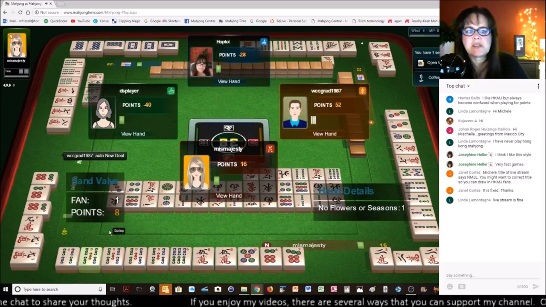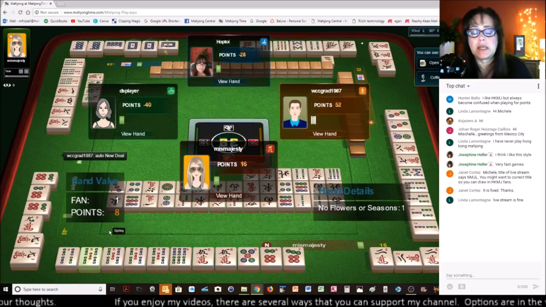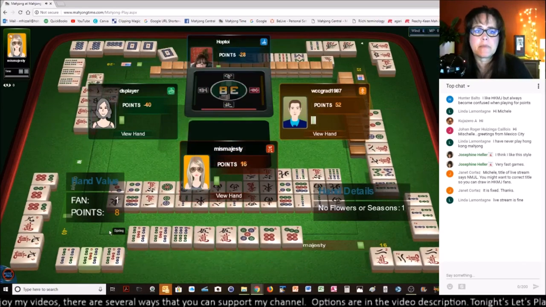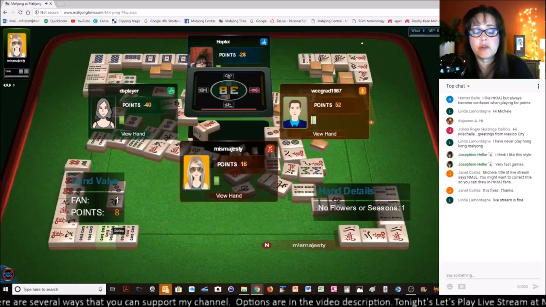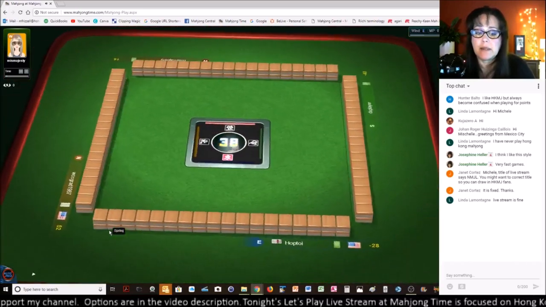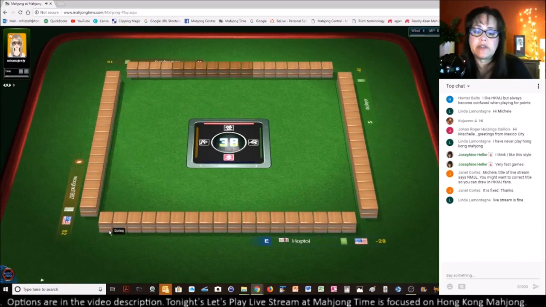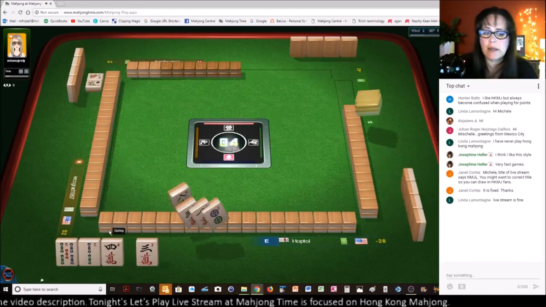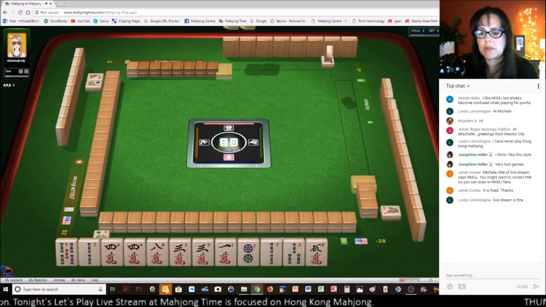20. We're in third place right now. We need a good hand to get out of this hole. Okay, let's hope for a better start. I mean, we were set to pung that, even if we didn't get stuck with that 6 crack, I don't think that would have helped.